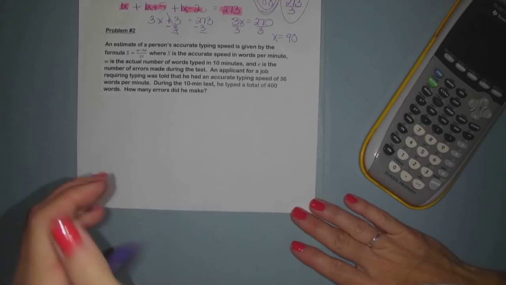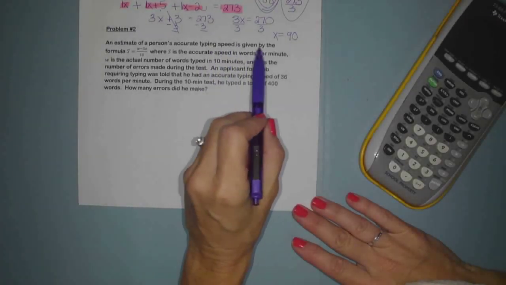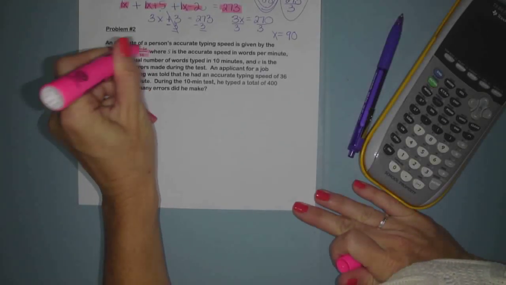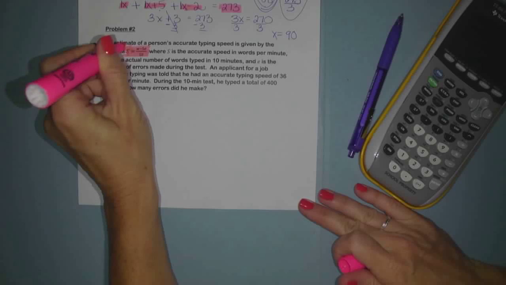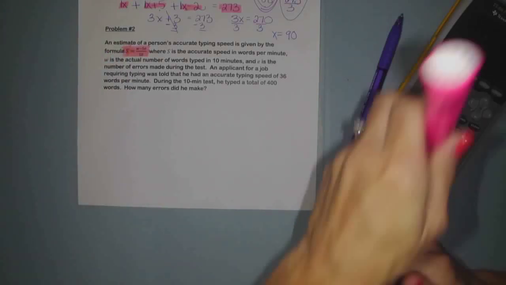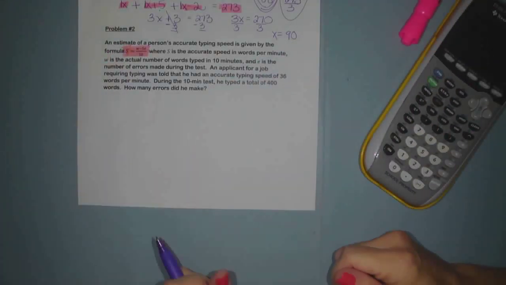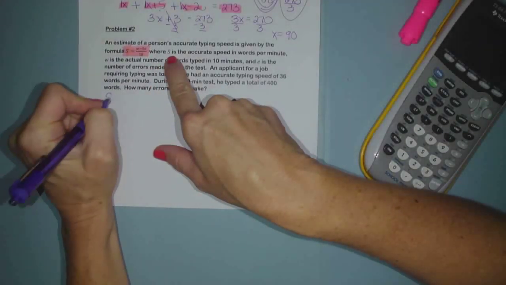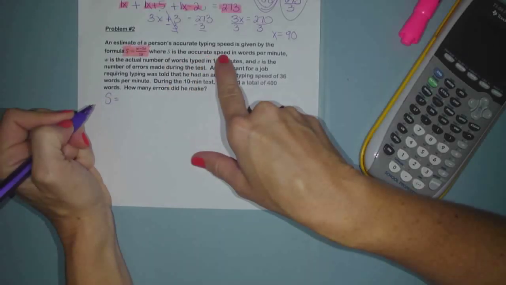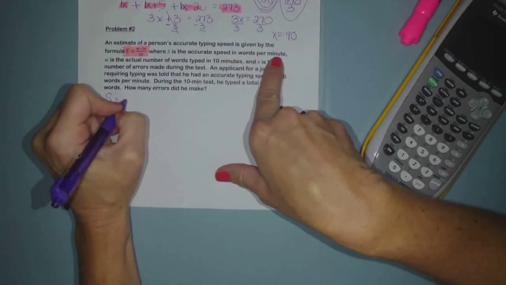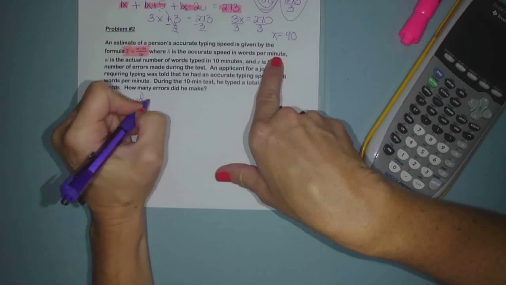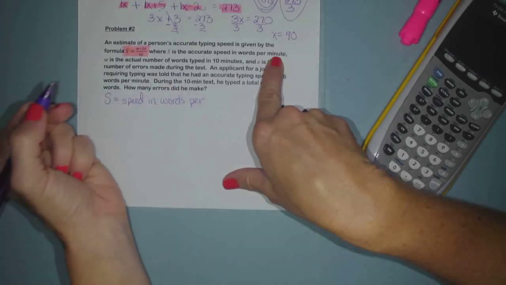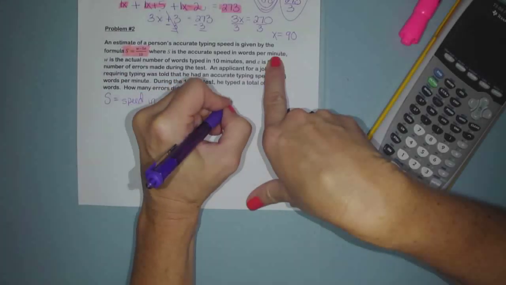An estimate of a person's accurate typing speed is given by the formula S equals W minus 5E, all divided by 10, where S is the accurate speed in words per minute. So S is the speed in words per minute. How many words you can type per minute. That's your S.